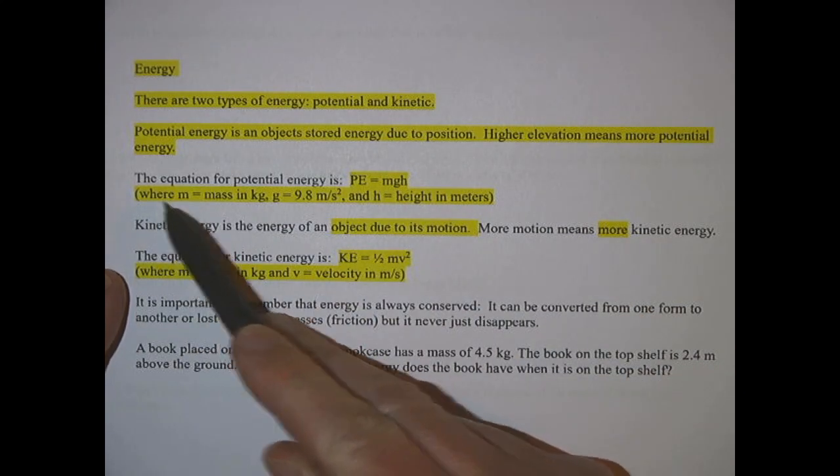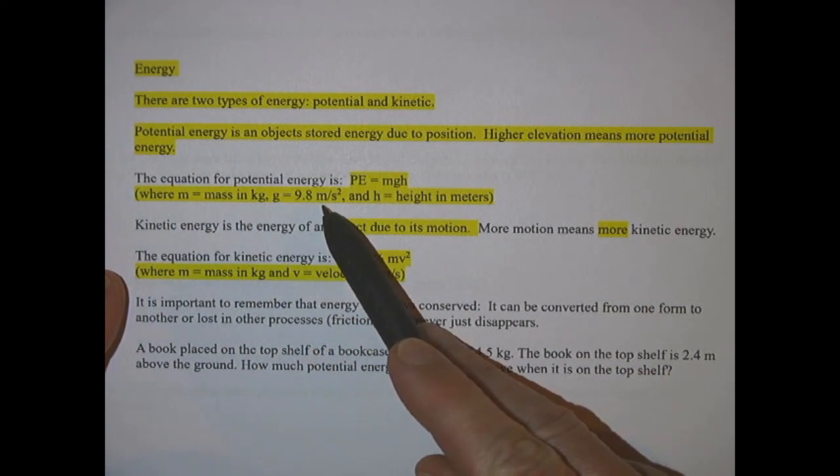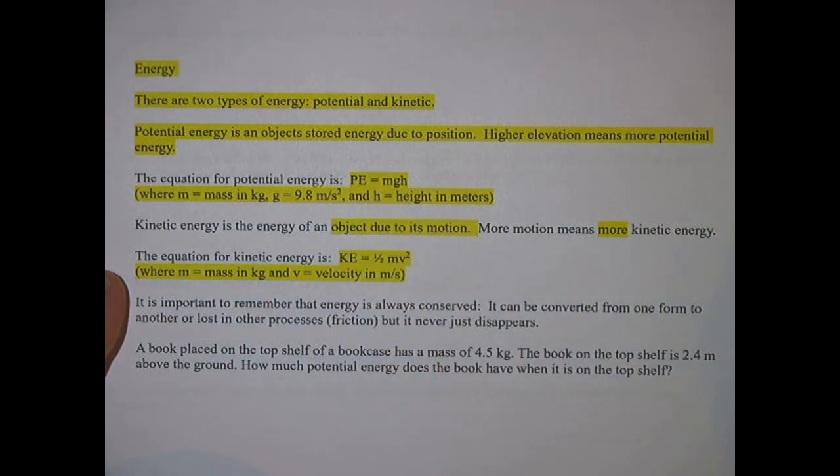So here the mass is in kilograms. Gravity is a constant. You always use 9.8 meters per second squared. And h is the height in meters.